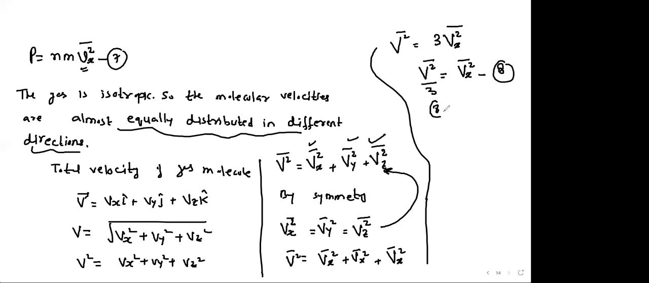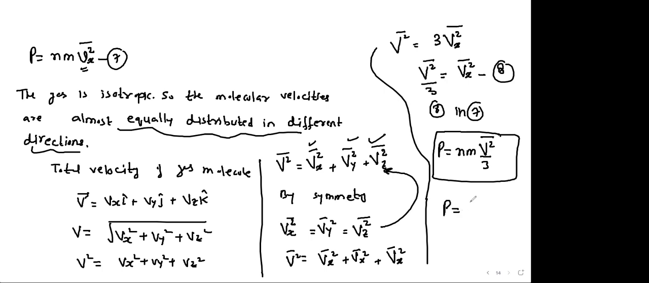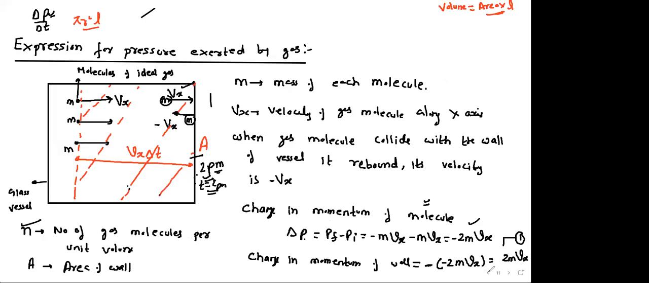Now, if you substitute 8 in 7, you will get the expression of pressure: Nm V square by 3. So this is the expression of pressure exerted by gas molecules, 1 by 3 Nm V square bar. That's an important calculation from kinetic theory of gas. Just note it down, then we'll convert this expression into many forms.